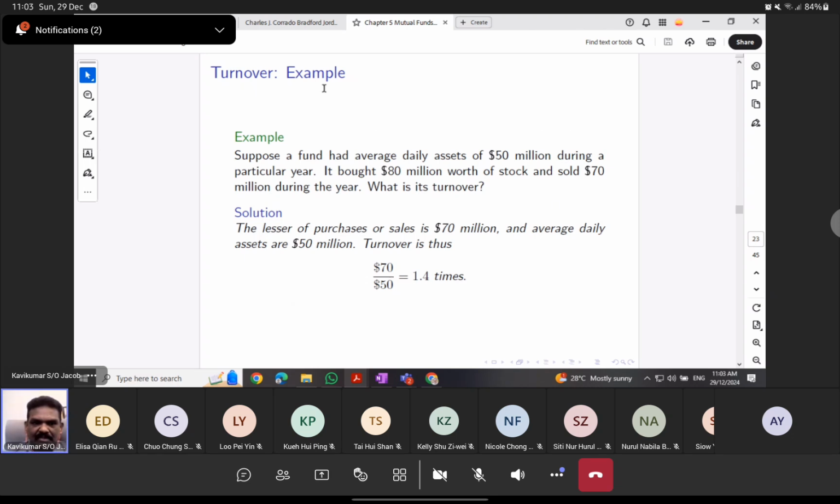One example for turnover. Suppose a fund had average daily assets of $50 million during a particular year. It bought $80 million worth of stock and sold $70 million during the year. What is the turnover? The lesser of purchases or sales is $70 million.